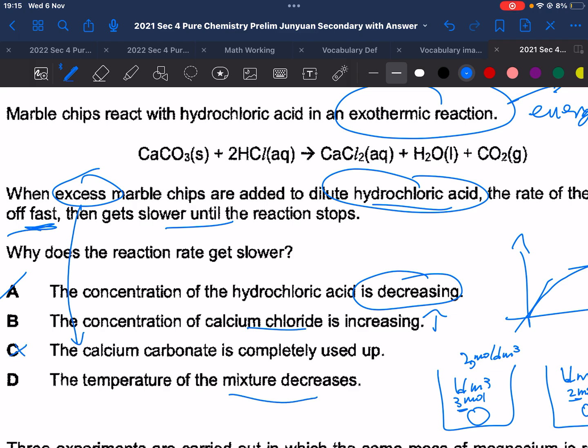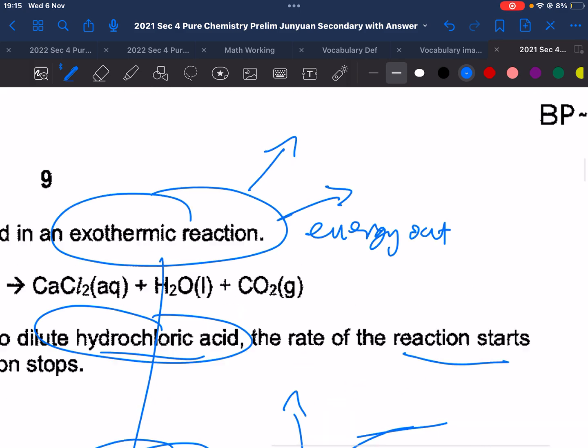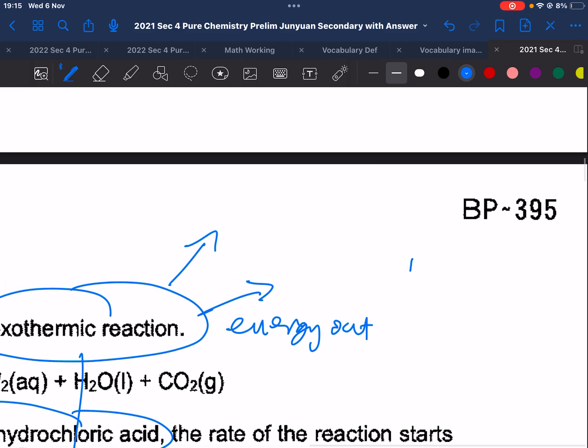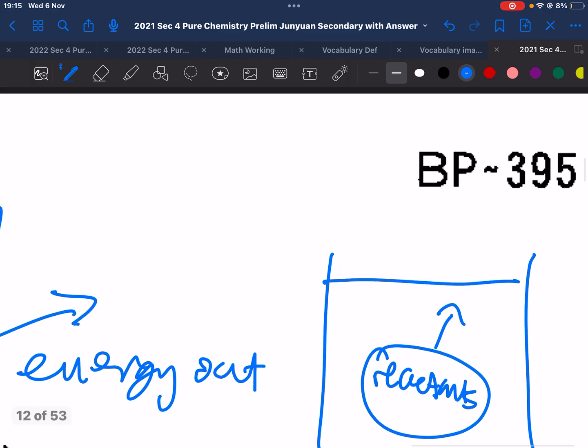Temperature of the mixture decreases. Again, it's not true because it is an exothermic reaction. Exothermic reaction means, for example, this is my substance, my reactants. When I react, the energy will come out. So this is actually my water. This is my water.